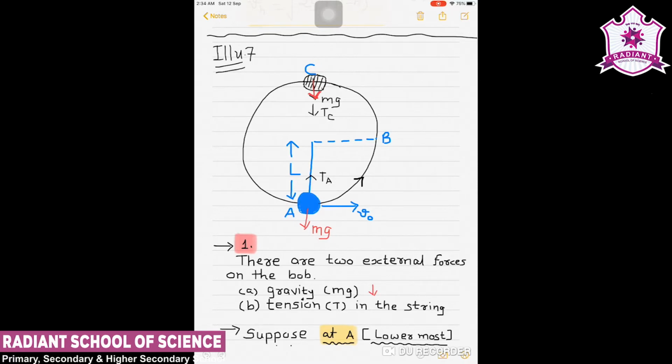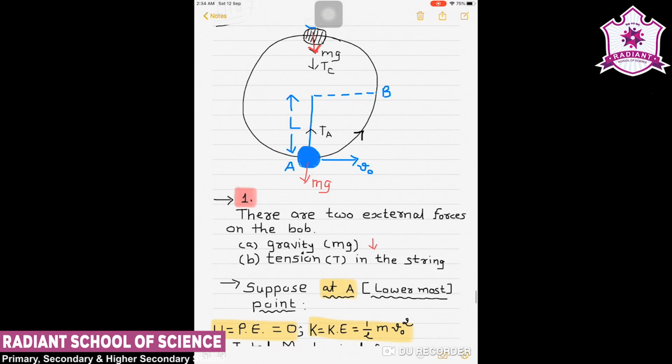Now first of all we will find the potential energy and kinetic energy at point A, and on the basis of that we will calculate the mechanical energy at point A. So as shown in the figure, at point A, which we consider as the lowermost point, we consider the height equal to 0, so the potential energy at point A is 0.